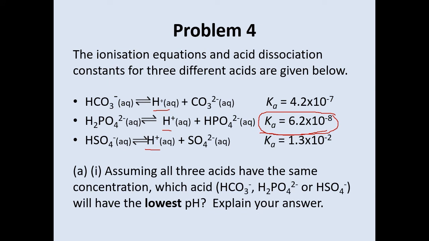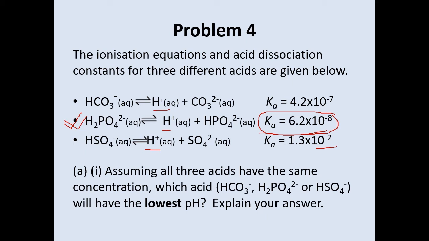Bicarbonate has -7, it is -8. Bisulfate has a -2 for the acid dissociation constant. So from here, we understand that this acid is the weakest among all. This one is the weakest among all of these three. So of course, it will produce the lower pH even if we take the same concentration.